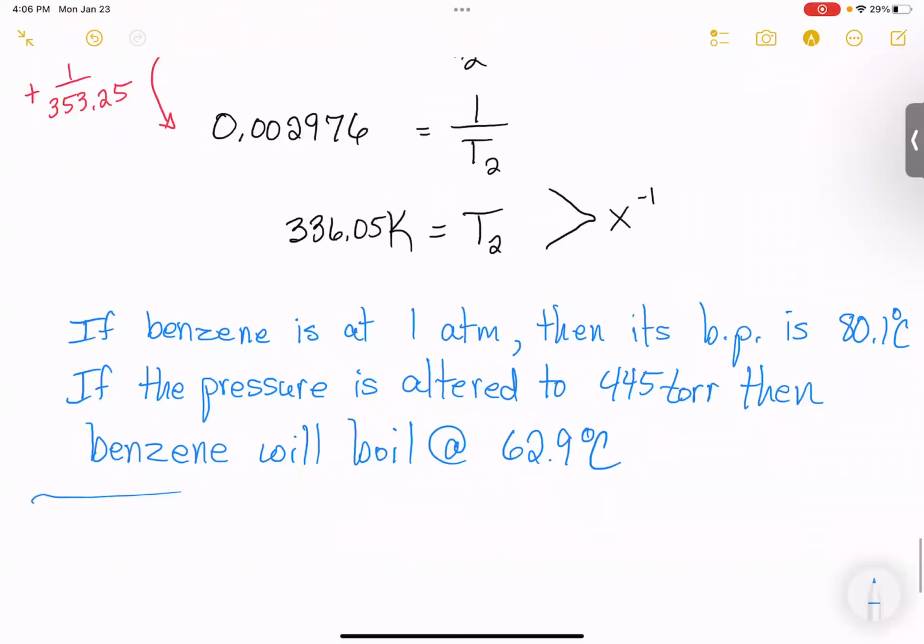So, questions? This is the kind of problem that you could apply to making eggs or baking brownies in the mountains versus at sea level. Yes, they're going to cook a lot faster in many cases, because it takes less time to get it up to that temperature.